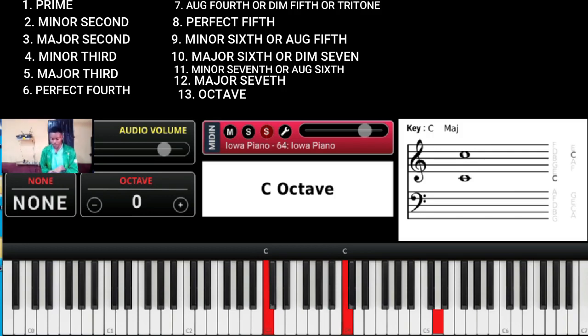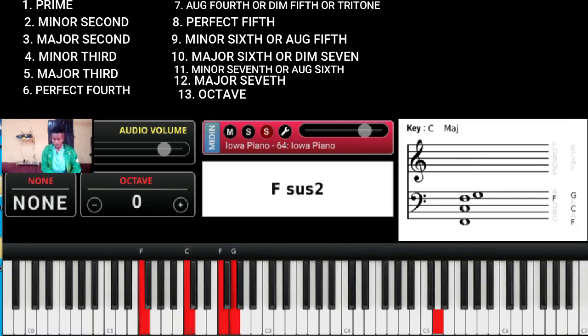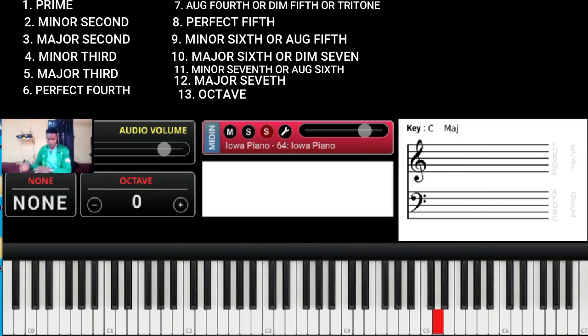Alright, so we're going to talk on F now. We're going to identify these intervals on the key of F. Alright, so let's go over it. These are our roots in the key of F. Minor second, major second, minor third, major third, the perfect fourth, the augmented fourth or the diminished fifth, which you can also call the F tritone.